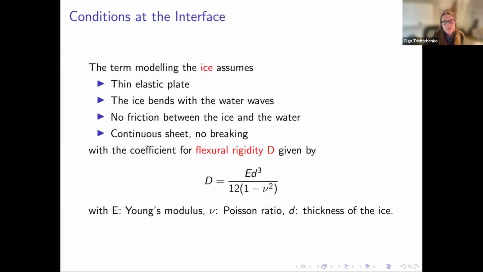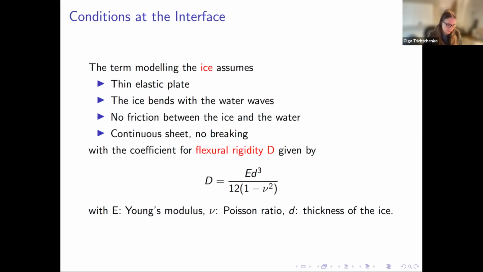Okay, so the way we're modeling ice is very idealized. We're going to assume that it's a thin elastic plate and that the ice bends with the water. So there's no trapped air or anything like that. We're going to assume no friction between the ice and water. And then we're also going to assume that this ice, the ice layer, the elastic sheet, is going to be continuous. So we're going to assume that it doesn't break. But again, in theory, we should be looking for when does it break.